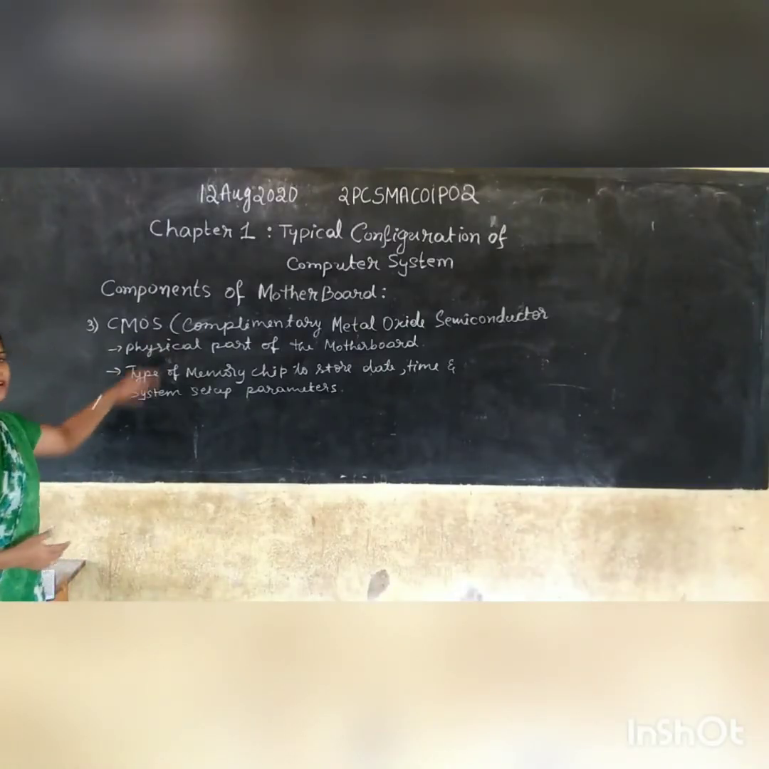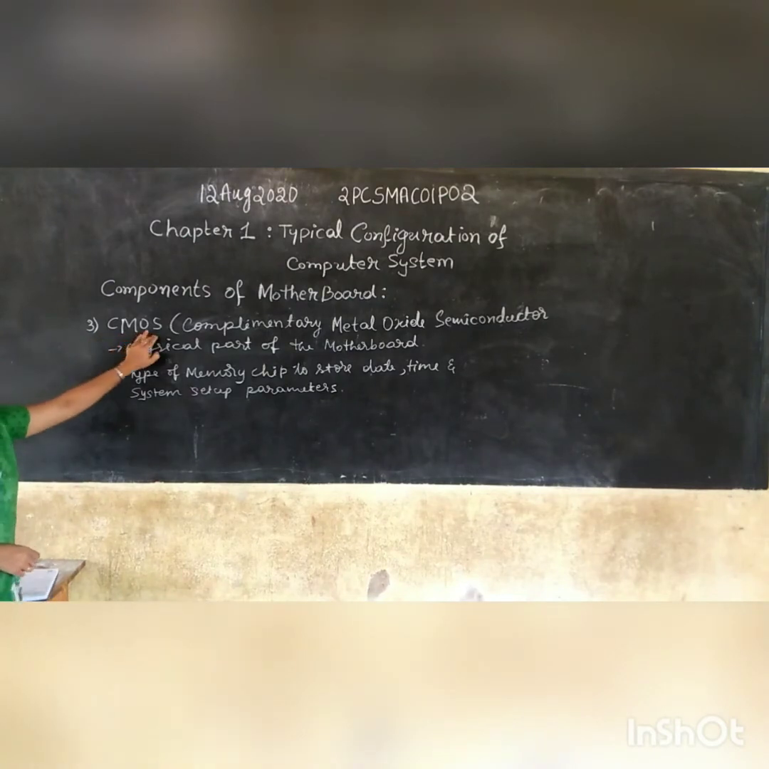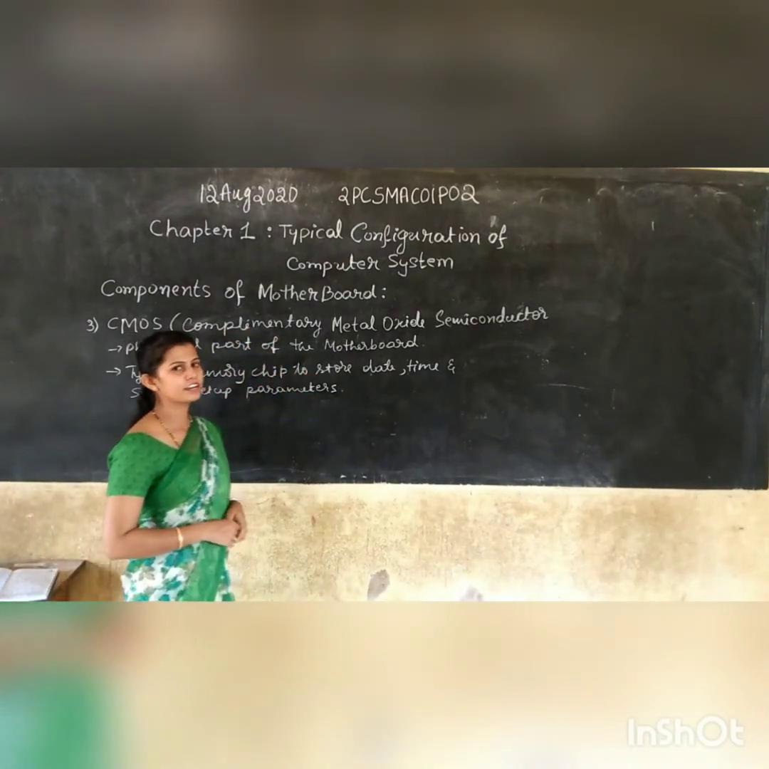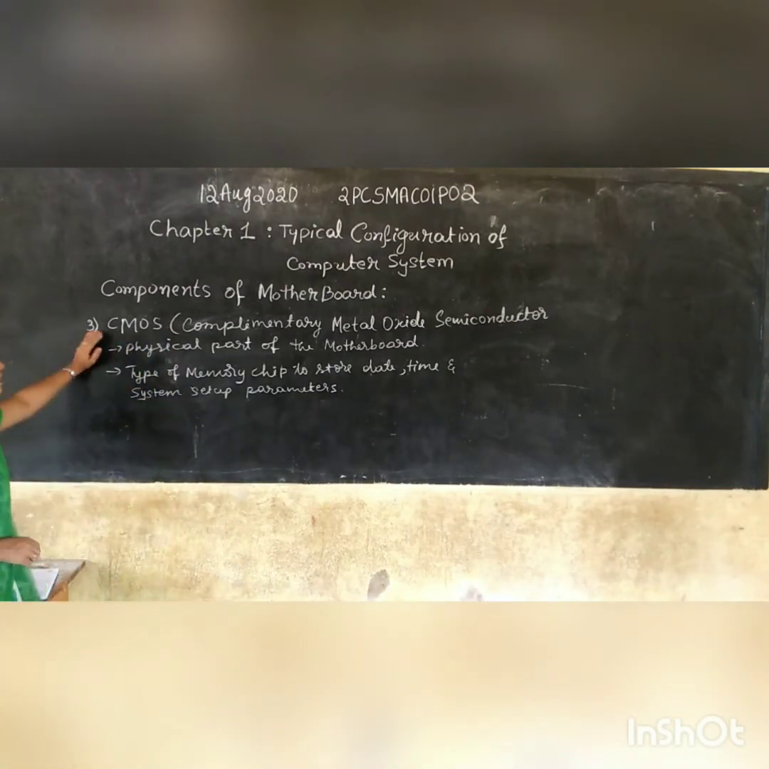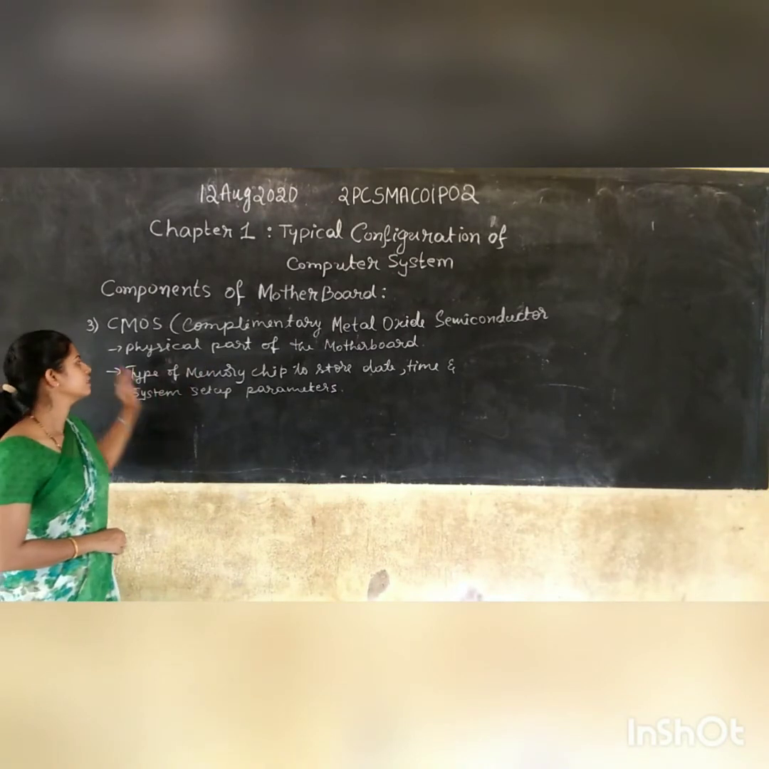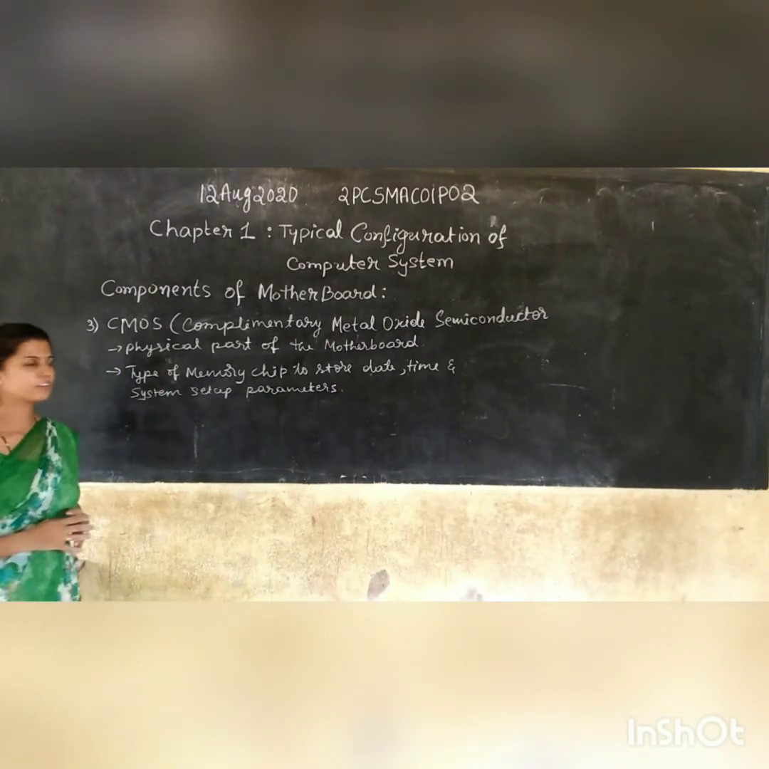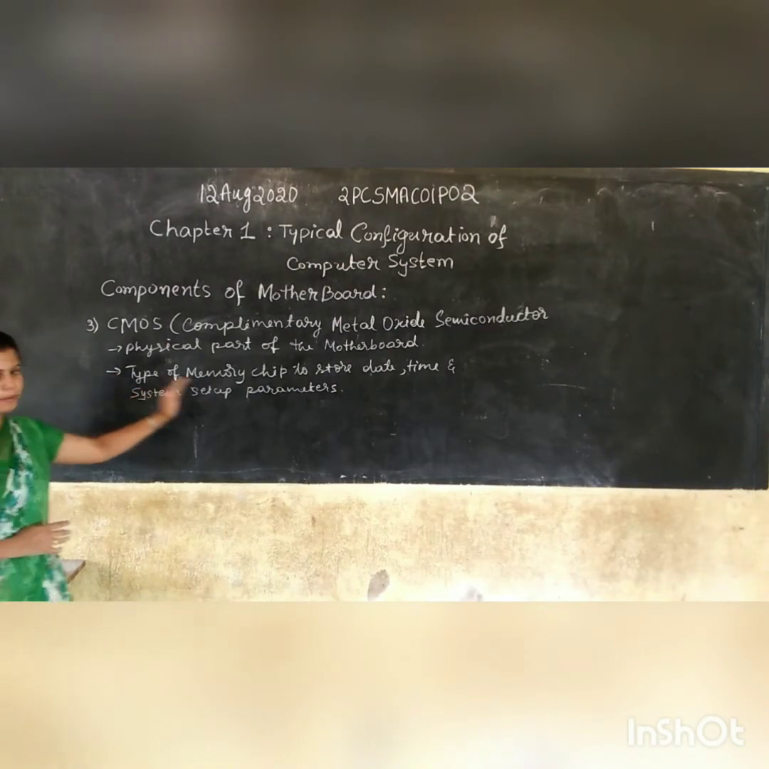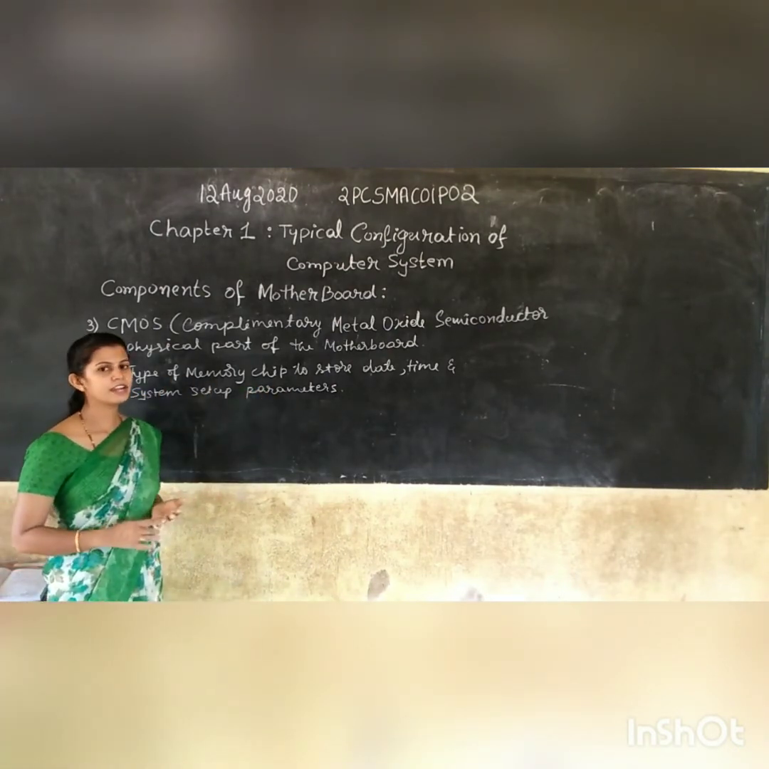Next component of motherboard is CMOS. CMOS stands for complementary metal oxide semiconductor. So CMOS is the physical part of the motherboard, and it is a type of memory chip to store date, time and system setup parameters.